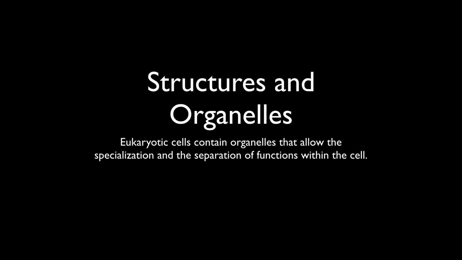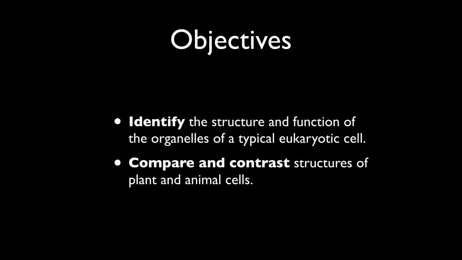And today we're going to look at the structures and organelles that eukaryotic cells have in order to make it appropriate. Your objectives for this section are to be able to identify the structure and function of the organelles in a typical eukaryotic cell. A typical, those structures and functions, that is your most important objective.